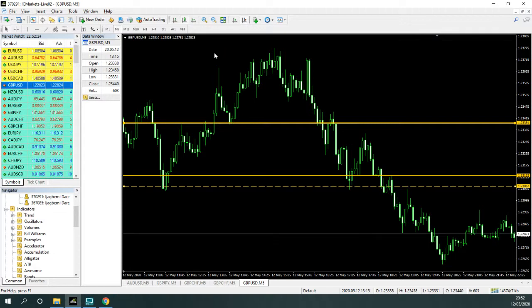All right, one should avoid pairs which are ranging. Yes, this is not good for ranging days. You want a smooth breakout. You want it to break out of the two barriers. Either it breaks out of the bullish line or it breaks out of the bearish line.